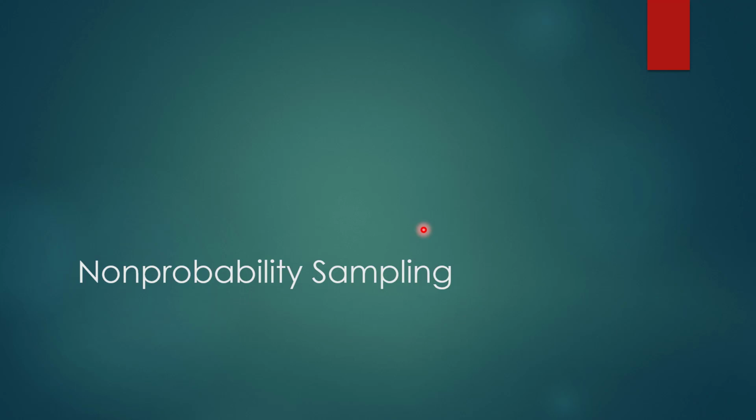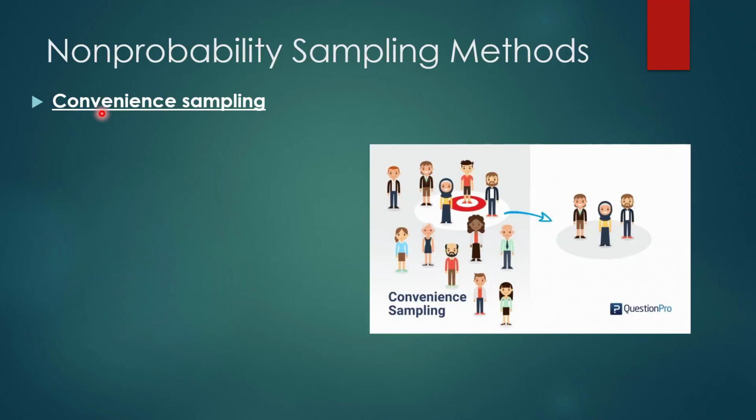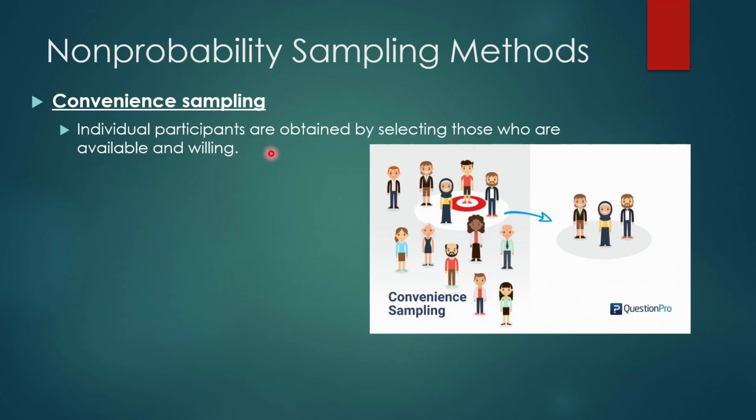So now we're going to touch on non-probability sampling. So non-probability sampling, one method is convenience sampling. And so here, the idea with convenience is here's our population, this is the researcher here in the little bullseye, and that experimenter or researcher is going to select participants that are convenient to them, the ones that are closest. So individual participants are obtained by selecting those who are available and willing.